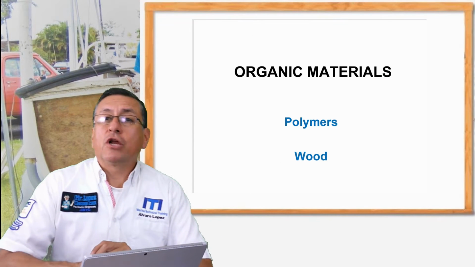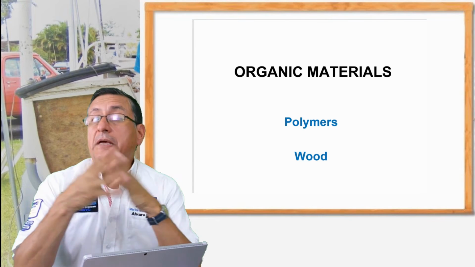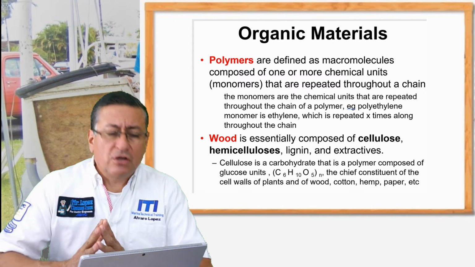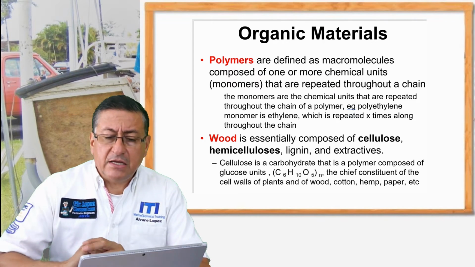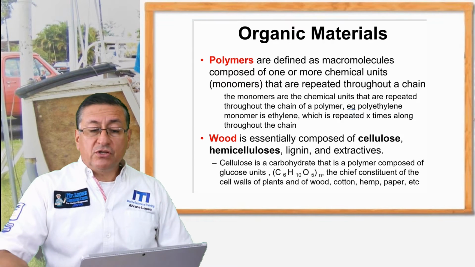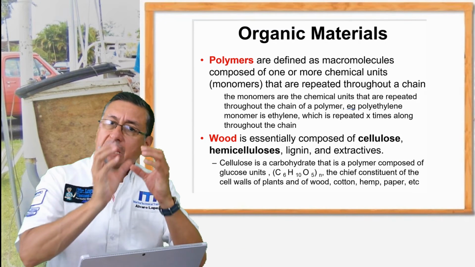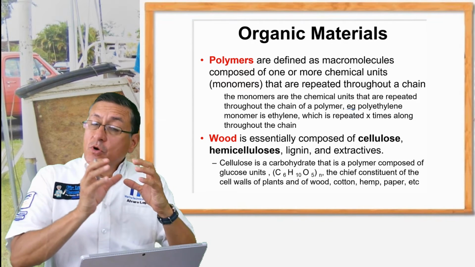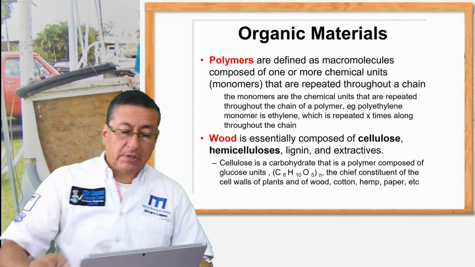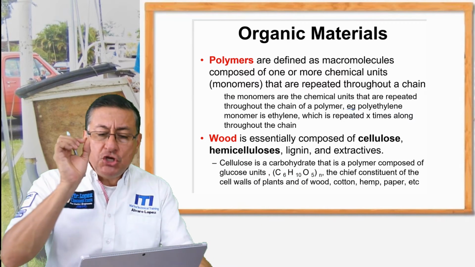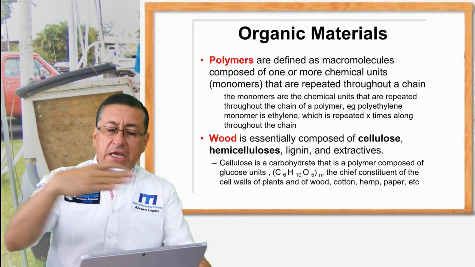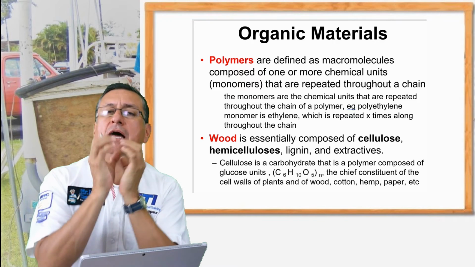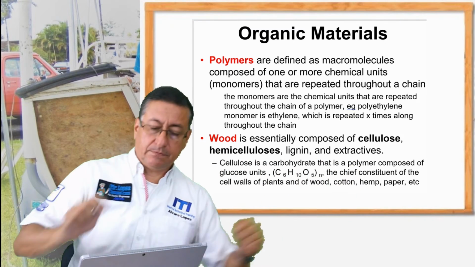Okay, my friends, organic materials. Organic materials basically are polymers and wood. We are going to check the definition of polymers. Polymers are defined as macromolecules composed of one or more chemical units, one or more monomers. Those monomers are repeated like a chain. The monomers are the chemical units that are repeated through the chain of the polymer. The monomer is the basic cell and is repeated to create polymers.